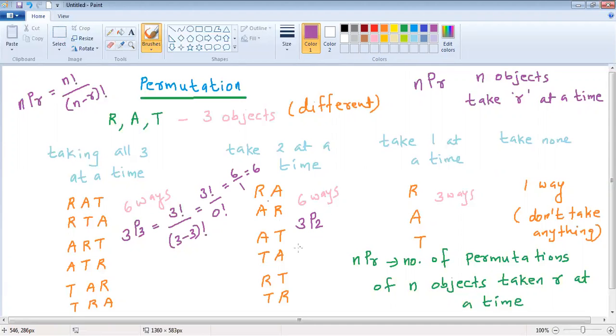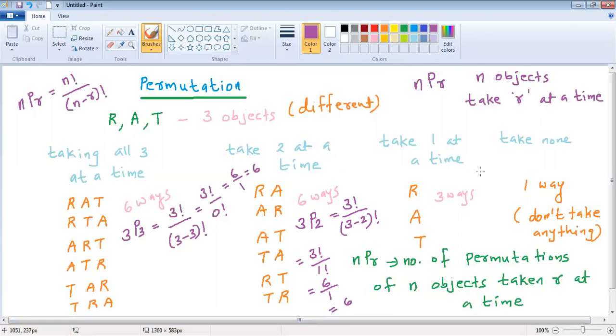So as per formula, this is 3 factorial divided by 3 minus 2 factorial, which is equal to 3 factorial divided by, I'm sorry, 1 factorial. 3 factorial is 6, 1 into 2 into 3. 1 factorial is 1 and 6 upon 1 is equal to 6. So we already know that there are 6 ways.